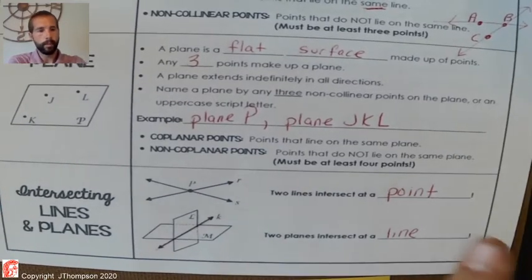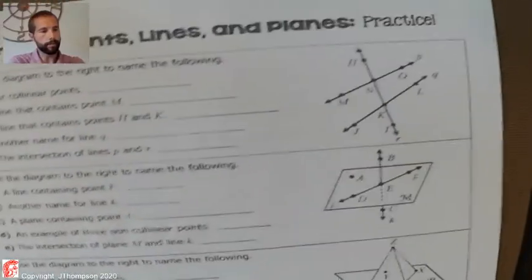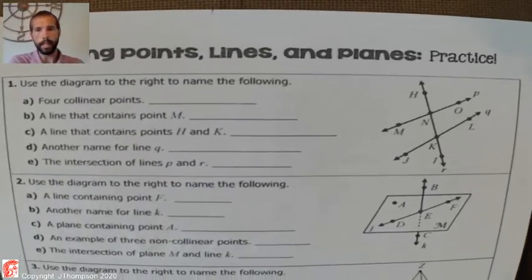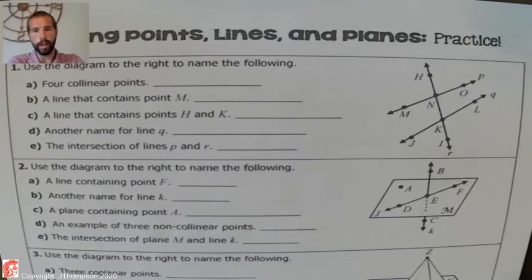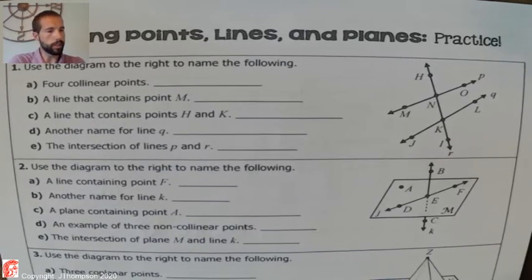All right, so now if we flip over to the back, we just have a bunch of examples. So we're going to look at some different pictures, and we're just going to answer all the questions using the knowledge or the information that we just discussed. All right, so in this picture, use the diagram to the right to name the following. 4 collinear points.